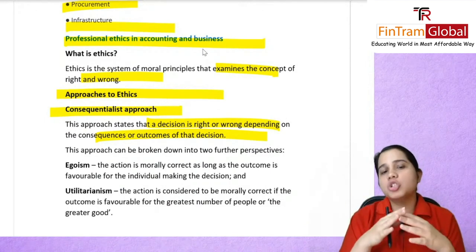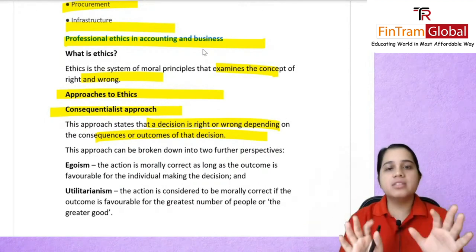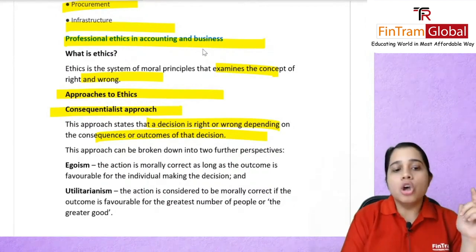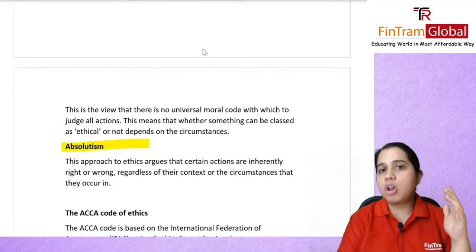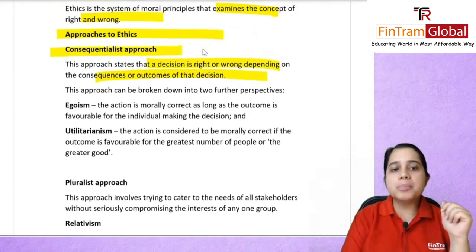And you have your deontological. They are those who will say, no, some things are right and some things are wrong, which we had of course covered in our absolutism. So they are deontological. So that is another term to keep in mind.